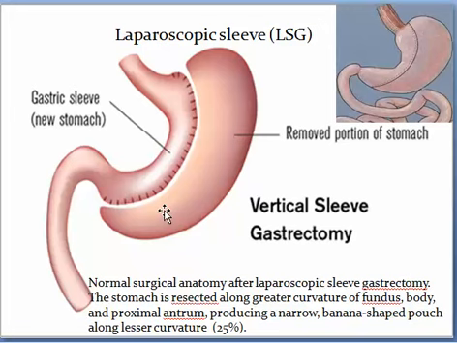This is laparoscopic sleeve gastrectomy, in which the stomach is resected along the greater curve, body and proximal antrum, producing a narrow banana-shaped stomach. This is the new one, and this will be removed.